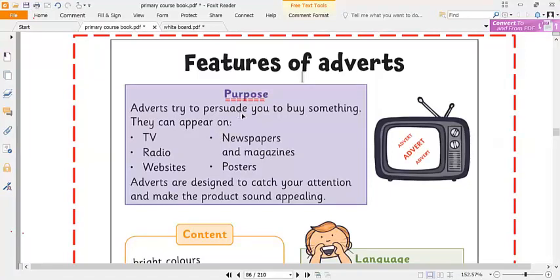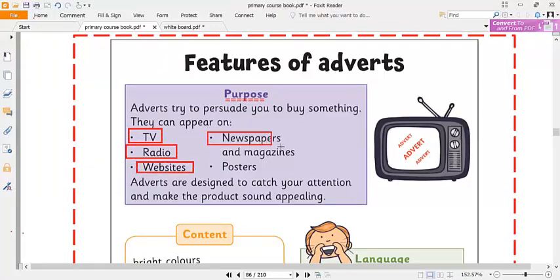So the purpose of the advert. Why do we write adverts? Because an advert is trying to persuade you to buy something. They can appear on TV, on radio, on websites, in newspapers, magazines, or posters, the things stuck on boards in the streets. These are all adverts.